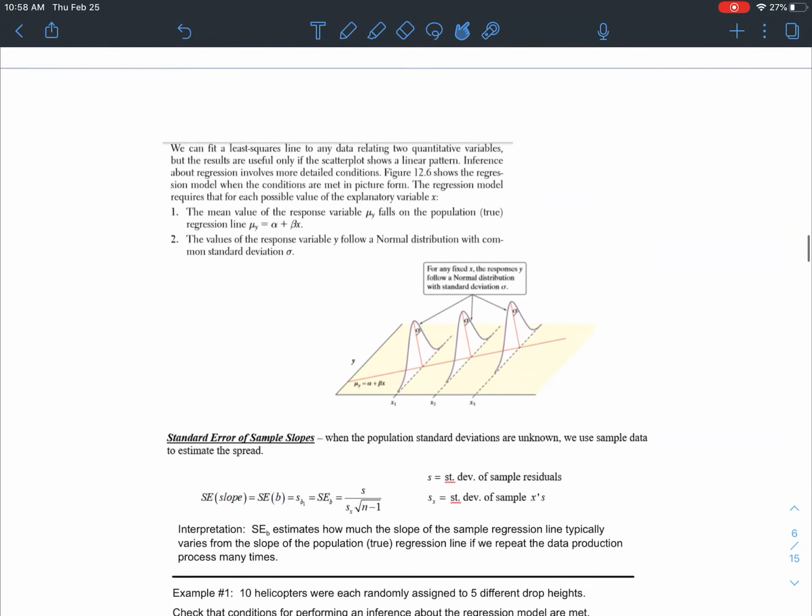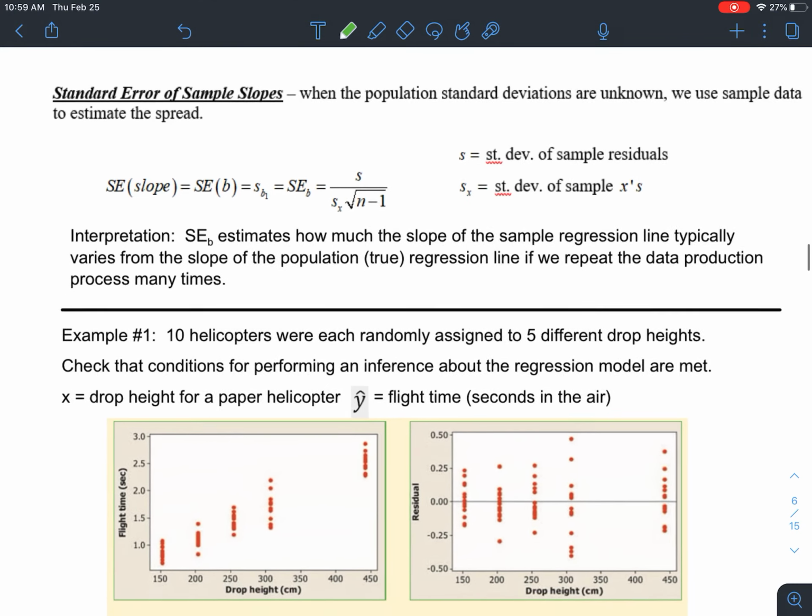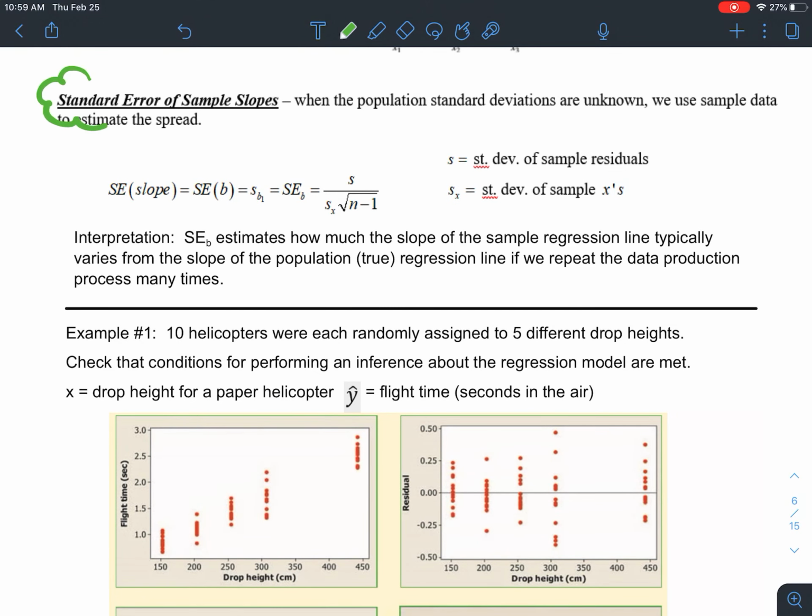All I want to do right now is walk you through a quick example of checking those conditions, and then, before we look at those conditions, I just want to briefly look at the formula for calculating the standard error of your sample slopes. Let me zoom in a little bit here. This is the standard error for your sample slopes. Right here is the formula we're talking about.